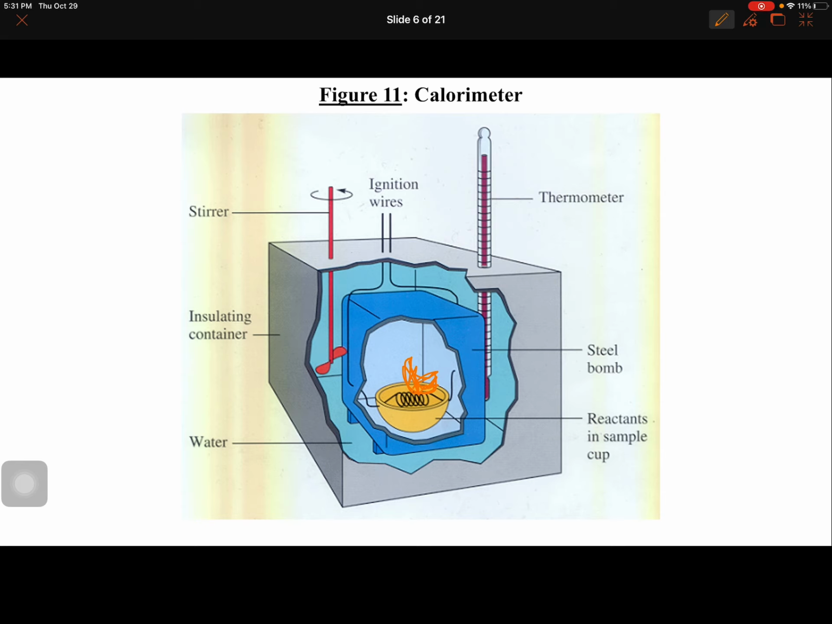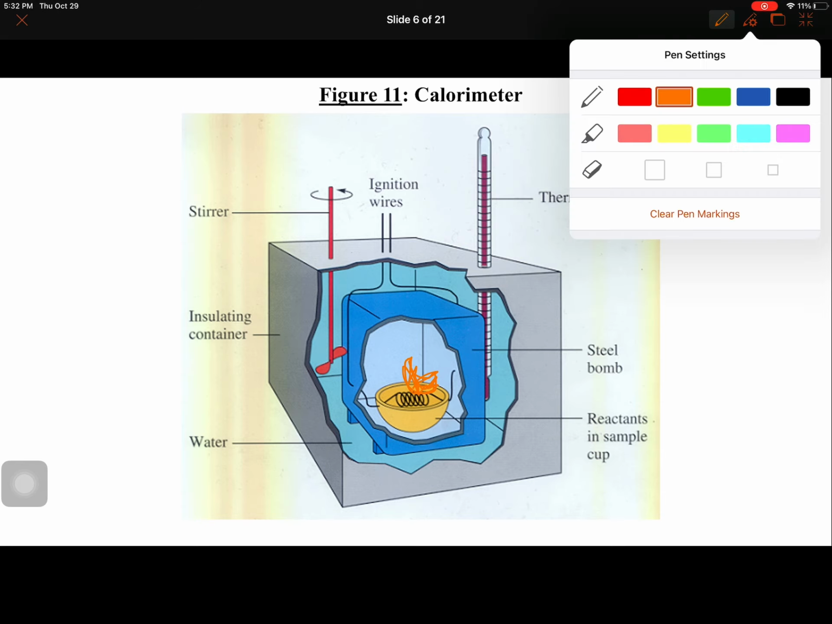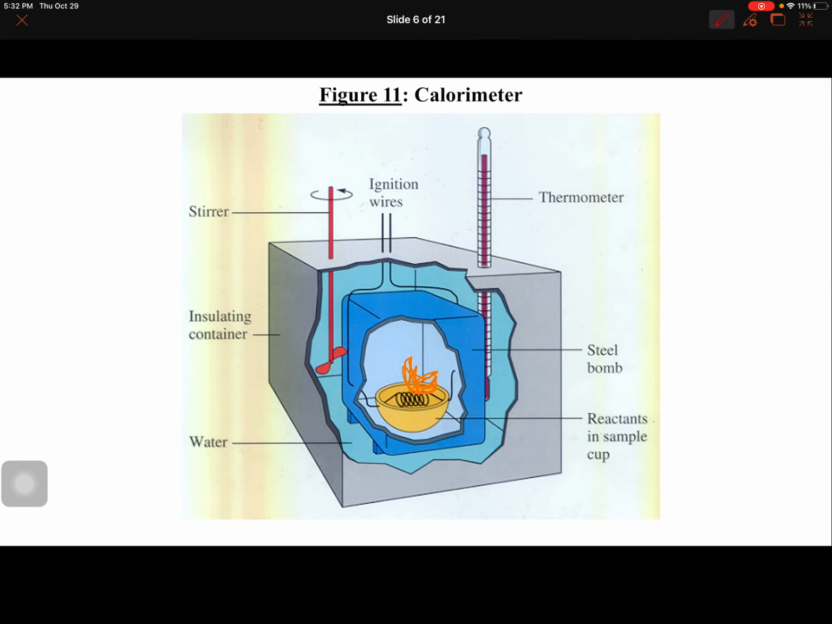Or reacting cups. So what would happen is I would take the temperature of the water before, sorry about that folks, and then I would turn my ignition wires on, and that would cause them to raise in temperature and cause my Cheeto to catch on fire. As a result, the steel bomb is going to become hotter, causing the water surrounding it to become hotter.